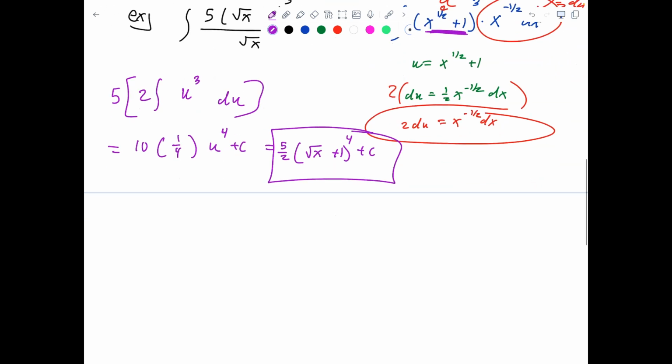One last example, and then I'm going to release you because I am running out of air over here. The integral of 3 over x squared times (1 over x plus 5) to the 3rd dx.